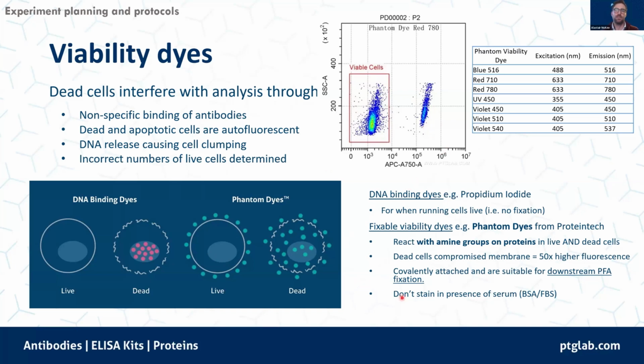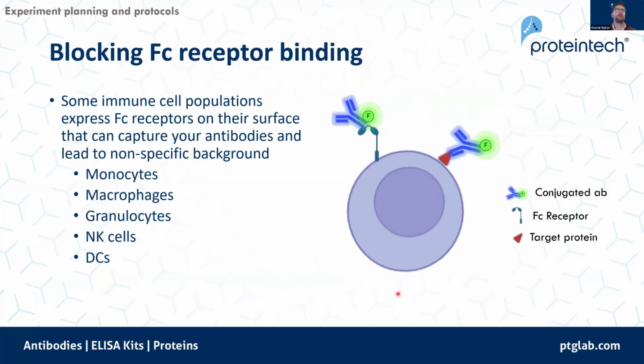One thing as well to highlight is when you're running Phantom dyes, because they're amine reactive, you don't want to stain your cells in the presence of BSA or FBS. So I normally recommend doing a PBS wash prior to your stain, then making your Phantom dye up in PBS only, staining your sample, and then once you've done your wash, you can reintroduce your FACS buffer containing BSA and FBS for your blocking step and your subsequent antibody staining downstream.